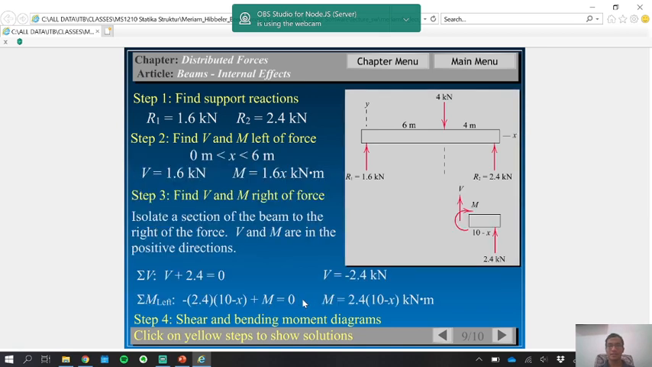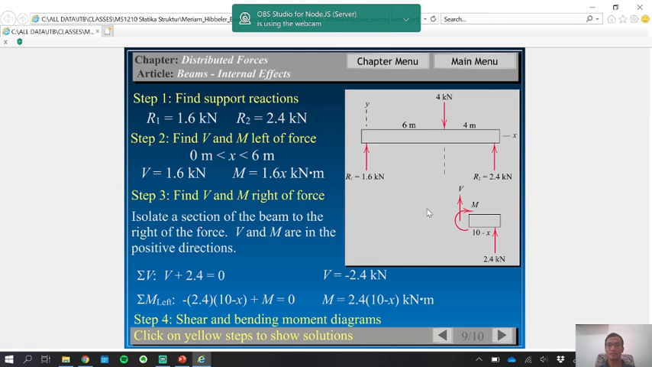Then for the cut on the right part, from x equal to 6 until x equal to 10 meters, we can cut using either the left part or the right part. In this case, we use the right part. But because x is the distance from the left edge, the distance from the right edge becomes 10 minus x, as shown here. Moment positive is clockwise here, and V positive is going up.